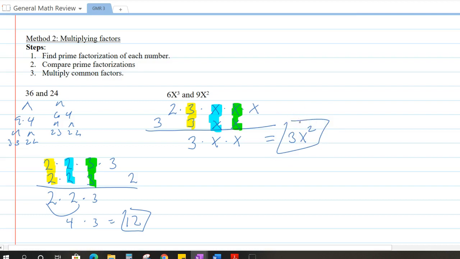Now, if we're only using numbers, I'm going to use the comparing factors method. However, if we're doing algebra, I'm going to be using the multiplying factors method.